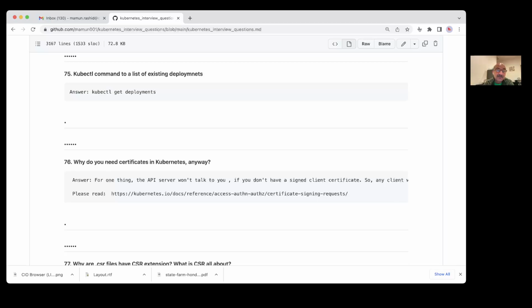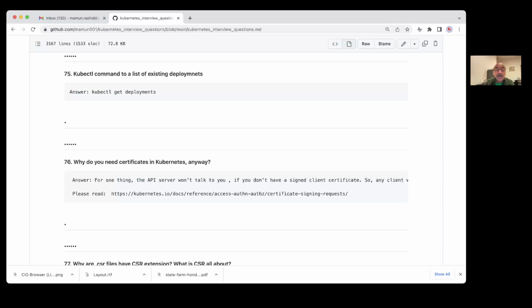So again, the command is kubectl get deployments, just like any other resource. If you want to look at pods, you say kubectl get pods. If you're looking at persistent volumes, you say kubectl get PV. If you're looking for PVCs, you just say kubectl get PVC. Same thing with secrets and config maps and whatnot. So again, this is such an easy thing to know that this would probably be a first easy question the interviewer might ask you.